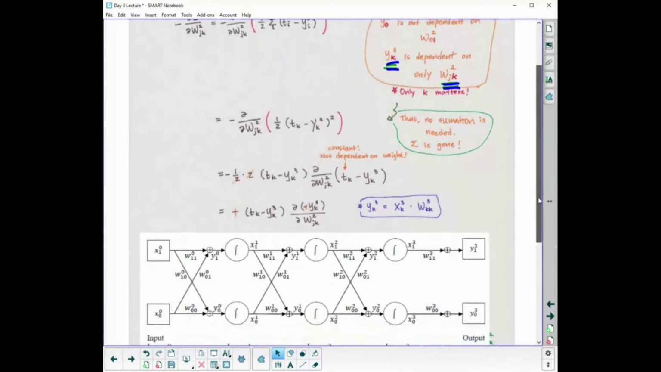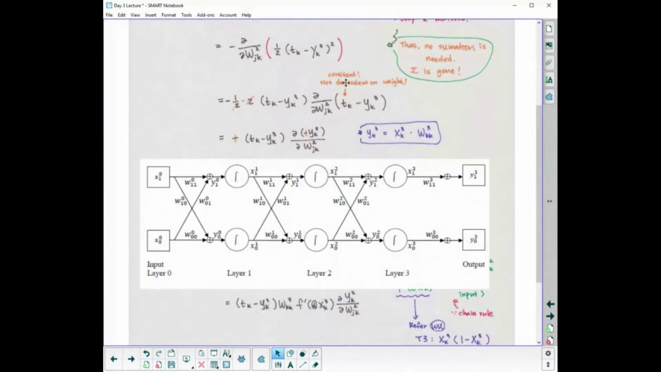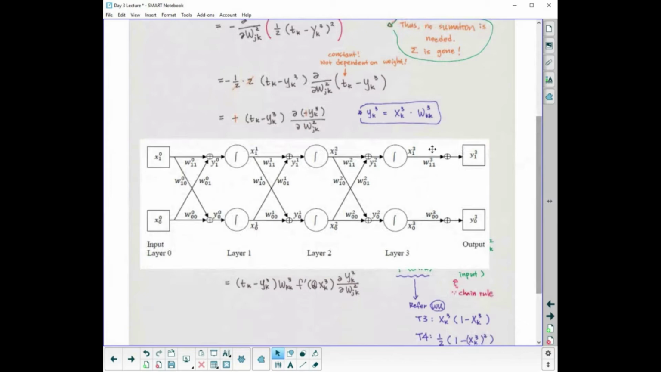Then we can take the derivative. So the 2 is out. Then after you write everything, we take the partial of the inside. So it's a chain rule. Then if you simplify, we are going to get finally positive T sub K minus Y sub K layer 3 times the partial of Y sub K layer 3 with respect to weight J to K layer 2. We're still in the layer 2 weight.